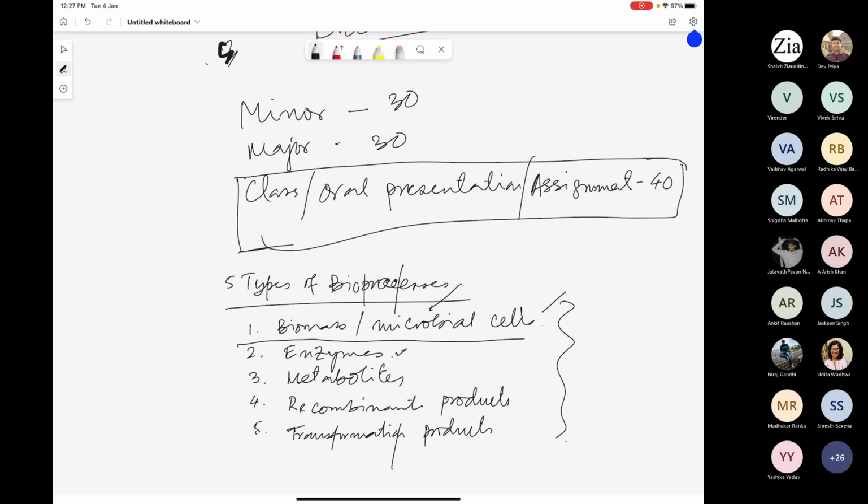Talk about which kinds of metabolites we will learn to produce? Yeah, so metabolites, we can actually discuss different antibiotics, and there we'll discuss different broad spectrum and narrow spectrum antibiotics, and also other products like bioplastic.